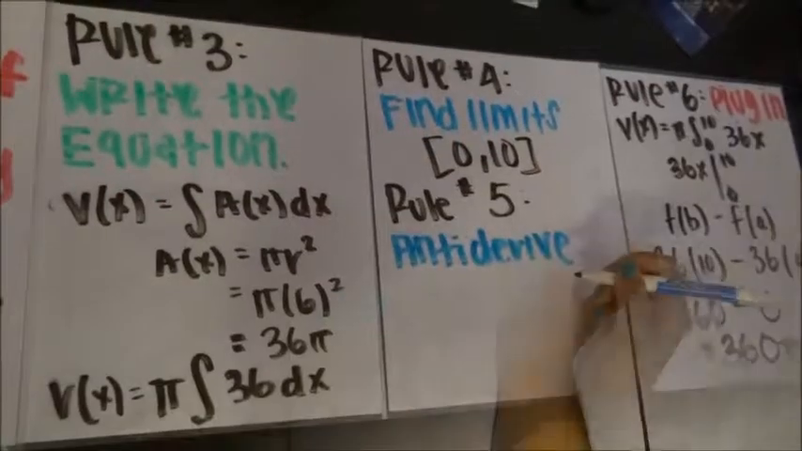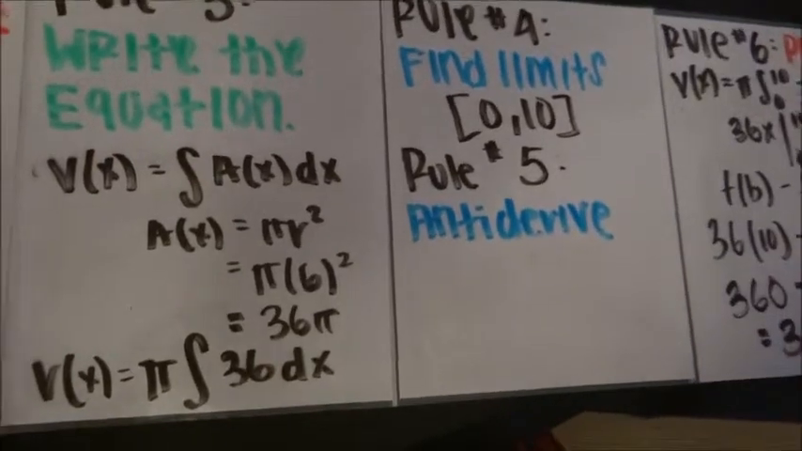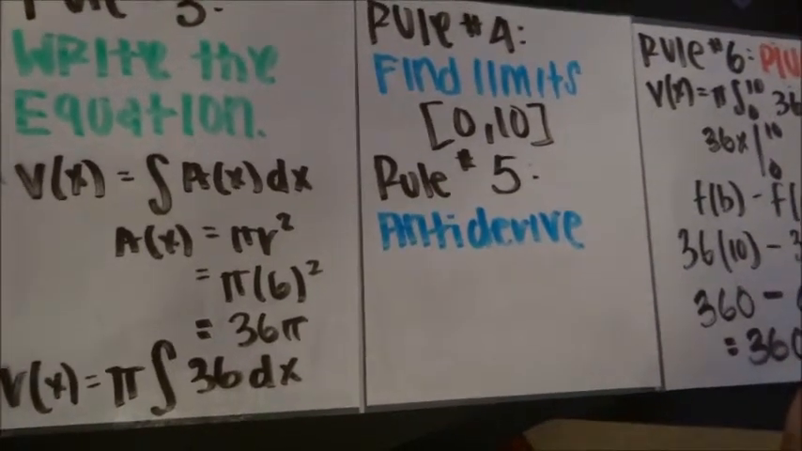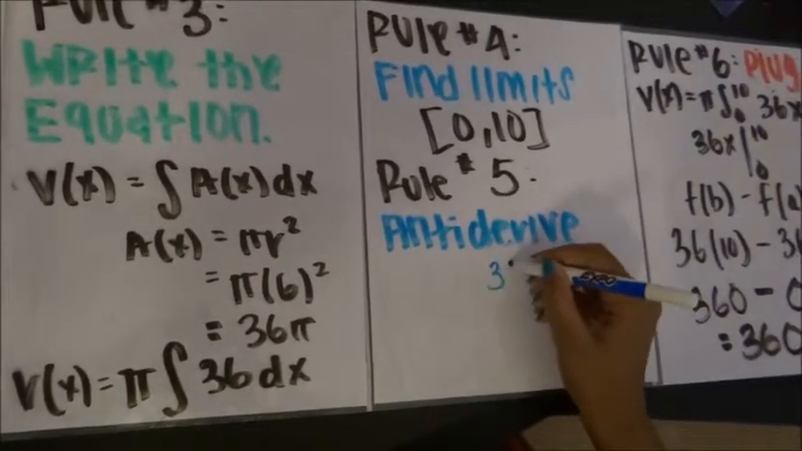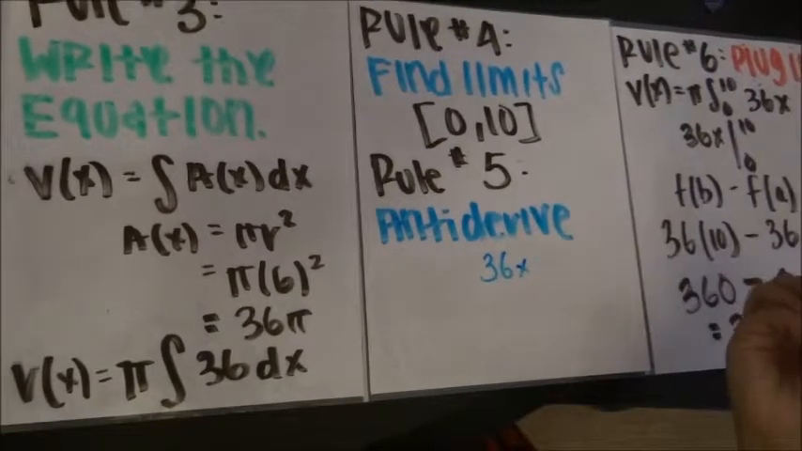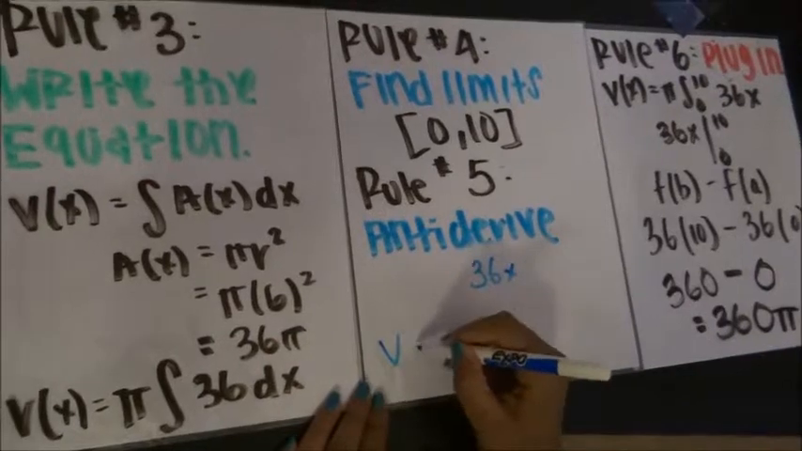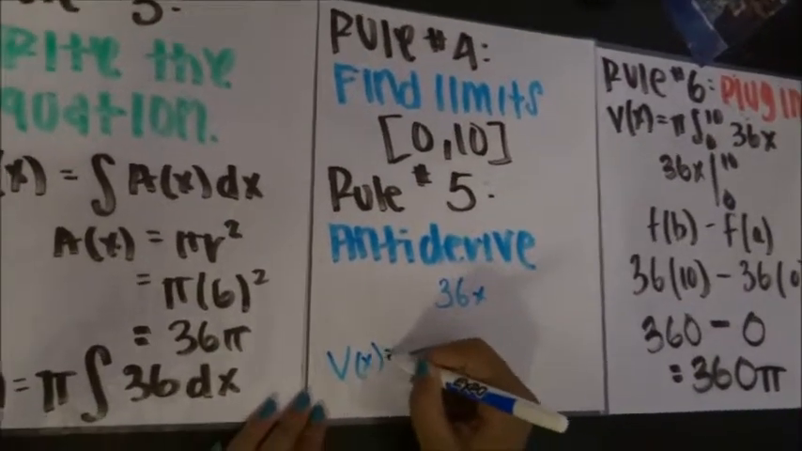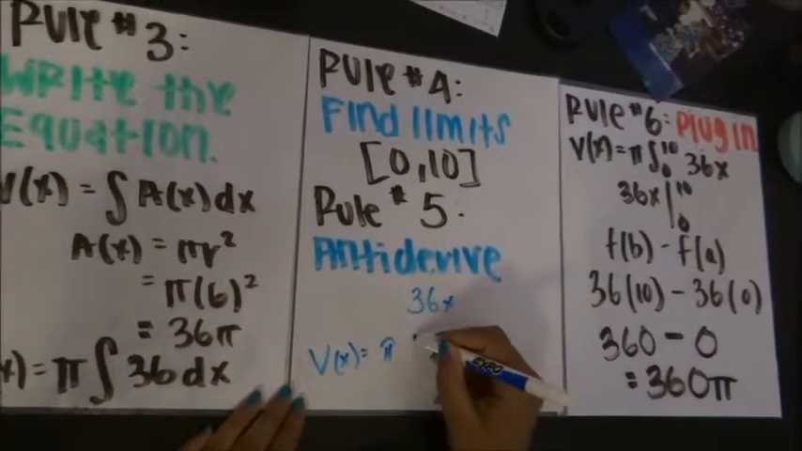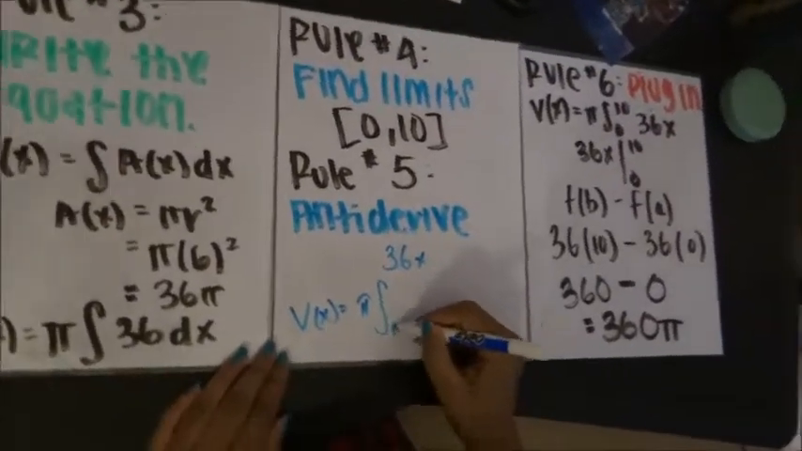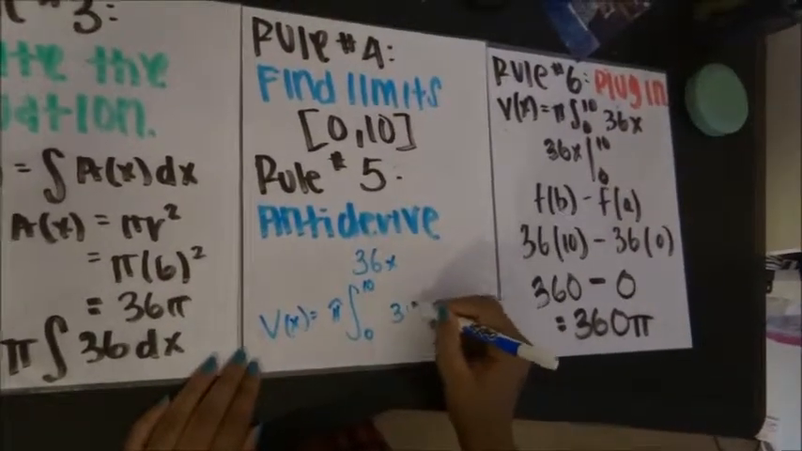The fifth rule in this process is to find the antiderivative. And the antiderivative of 36 is going to be 36x. And we could plug it back into the original equation and solve for it. So we have the volume is equal to pi times the integral from 0 to 10 of 36x.